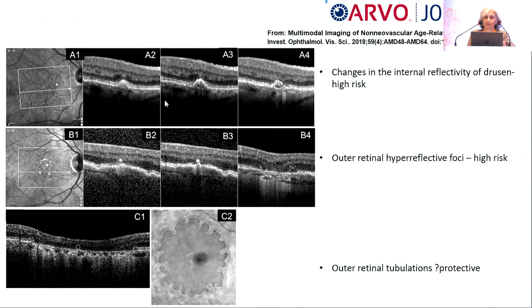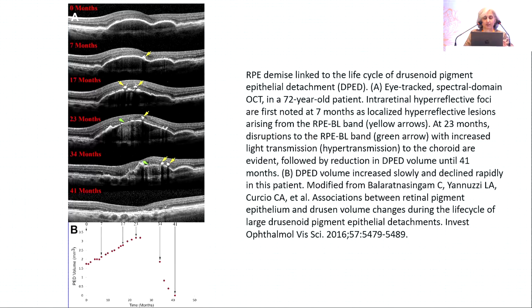And there are certain changes which are at high risk, that is, change in the character of the internal reflectivity of the drusen. Here you see hyperreflectivity, and you have the hyporeflective core. Again, hyperreflective foci, and interestingly, outer retinal tubulations, which we all thought were atrophy. If you see it at the border of the area of atrophy, it's believed to be protective and protects against progression.